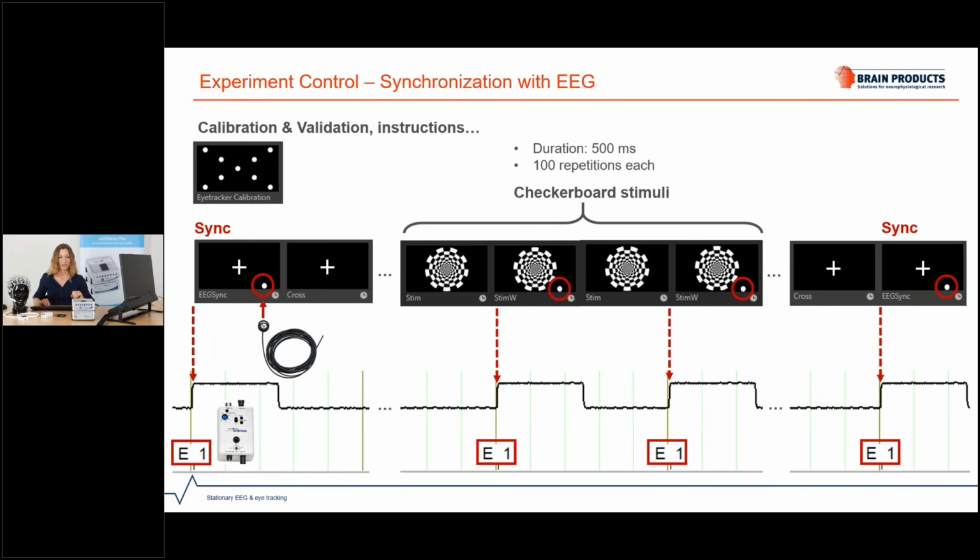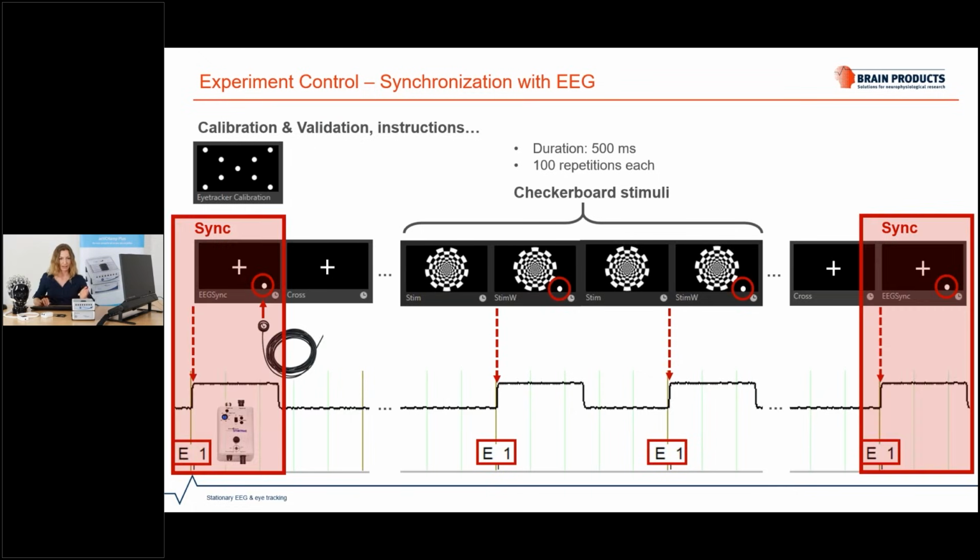And basically for aligning the EEG data and the eye tracking data, we will be focusing on these synchronization events at the very start and the very end. So for the EEG data, we will mainly look at the very first E1 marker and the last E1 marker and use those for aligning them to the eye tracking data.